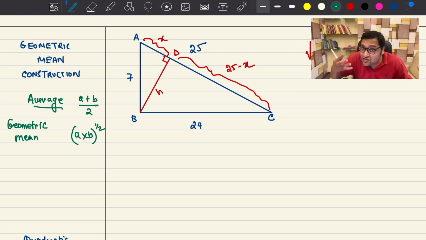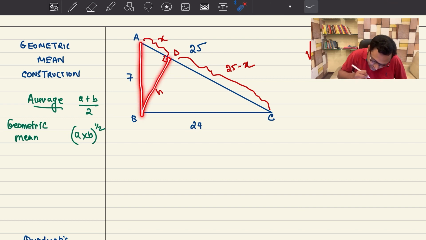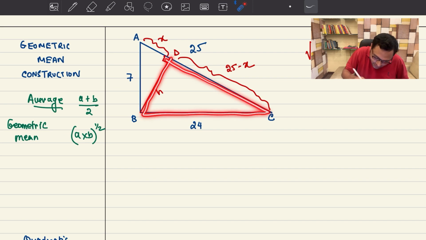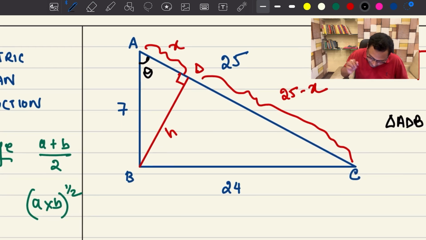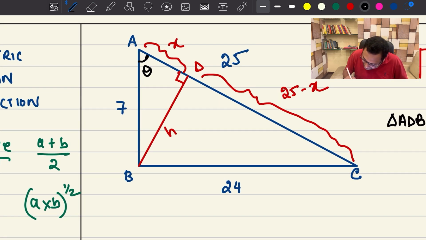And why is that true? Well, you can easily check that this triangle here is actually similar to this triangle. That is, triangle ADB is similar to triangle BDC. Why is that? Notice that if angle A is theta, then this is 90 minus theta.